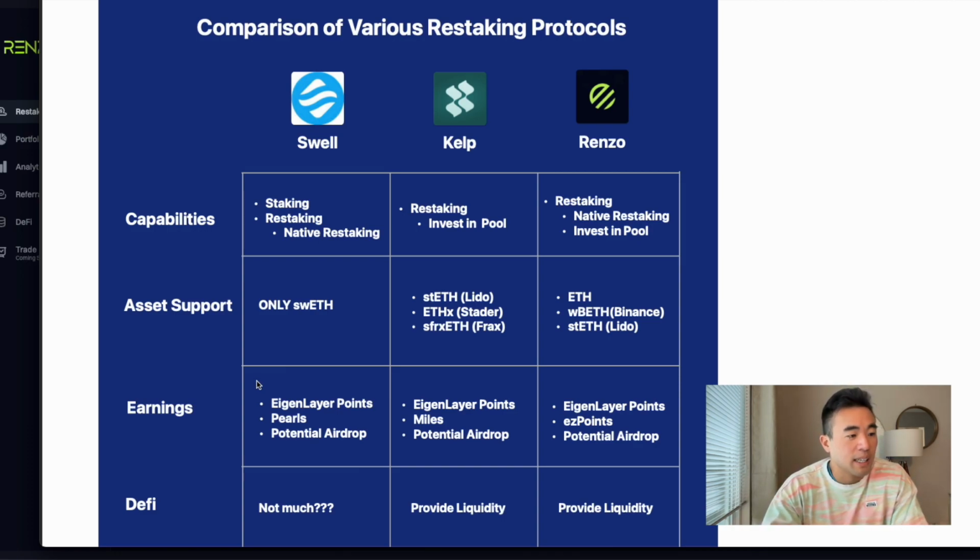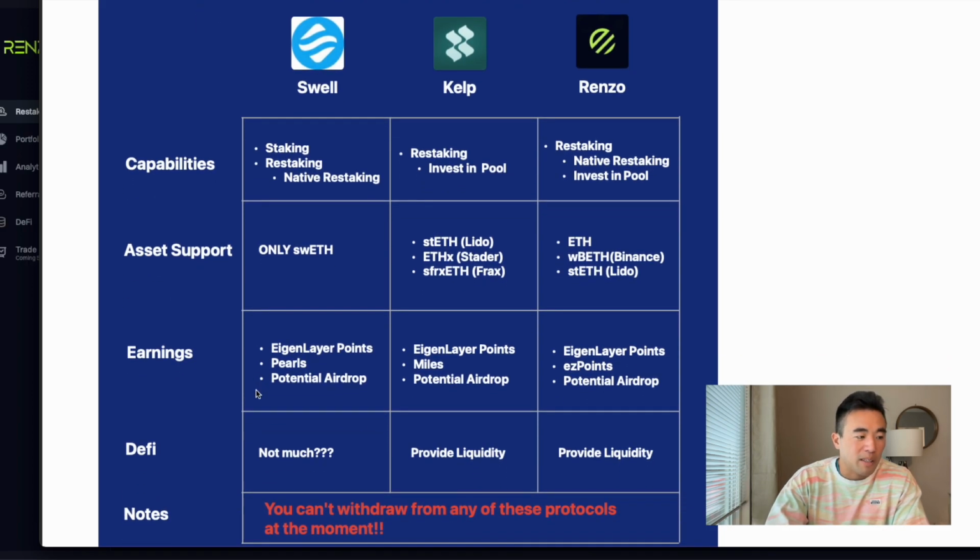What can you put in each of these protocols? Well, with Swell, they have their own liquid staking token, so they only support swETH. It wouldn't make sense for them to support competitors. With Kelp and Renzo, it looks like they are trying to add as many liquid staking tokens as fast as possible. What do you earn on them? They're all pretty similar. You always earn Eigenlayer points. From there, you earn basically points. They all call them different things. And all of them have potential airdrops.